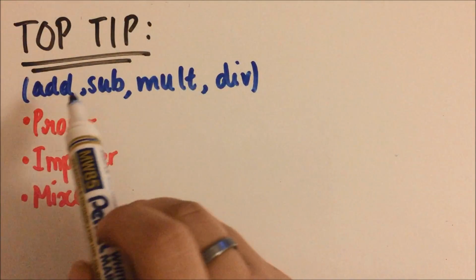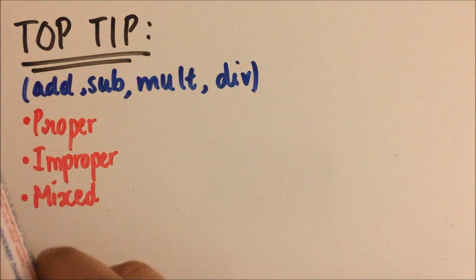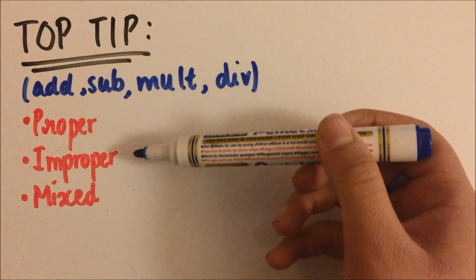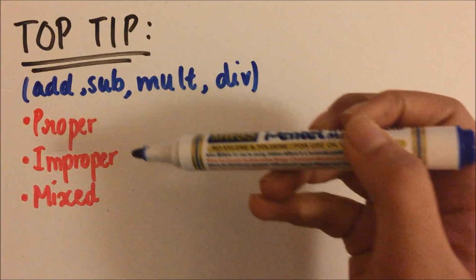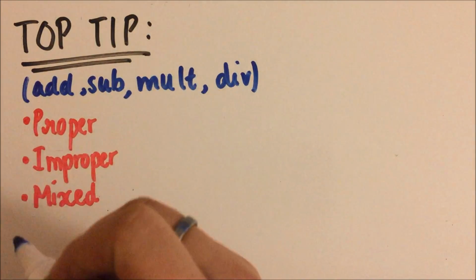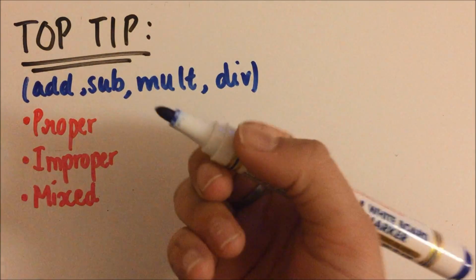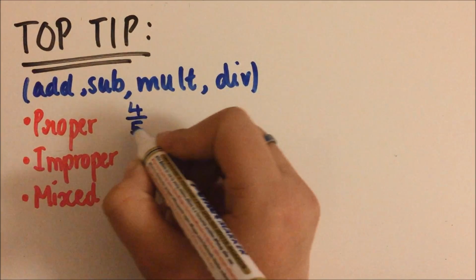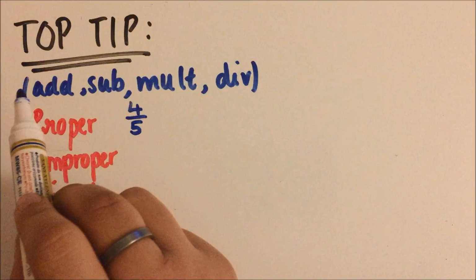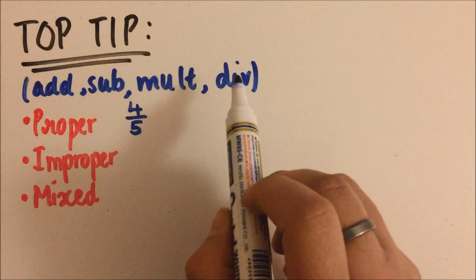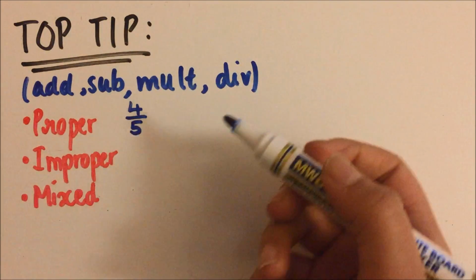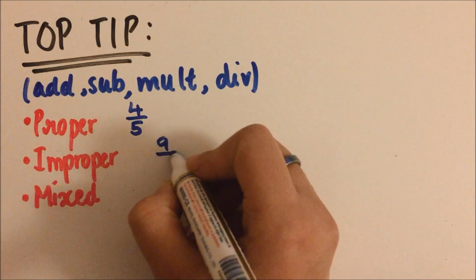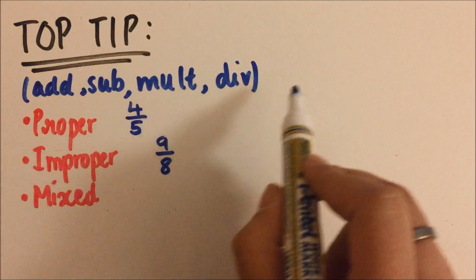So here's my top tip of the day, and that is when you're doing either addition, subtraction, multiplication, or division with proper and improper fractions, it's not really a problem because they're already fractions that we can work with. So proper is something like 4/5, and that's very, very easy to work with, whether it's addition, subtraction, multiplication, or division. It's fine. Improper is also fine because that means it's top heavy, so we can have something like 9/8, which is also fine to work with.